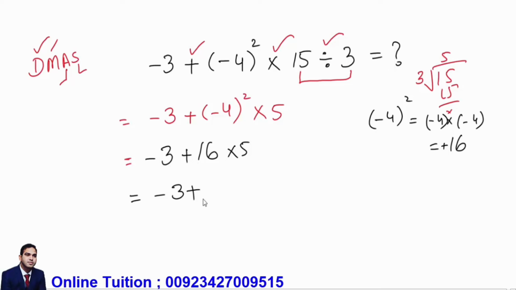Okay, now negative 3 plus 80. 16 5s are 80. Now negative 3 plus 80, your answer is plus 77. So do you have 77? When you solve the question, then this is the correct answer.